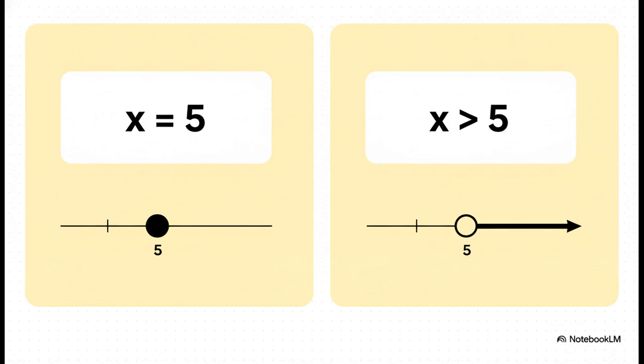We can't just write down one single number. Instead, we have to describe an entire solution set, which we visually represent as a shaded region stretching across a number line.